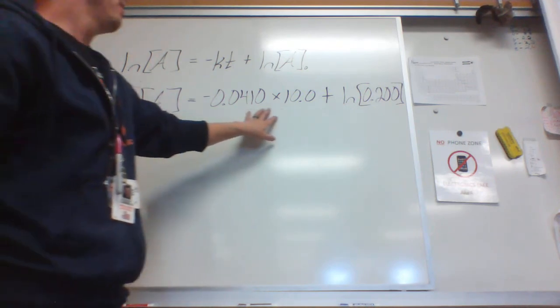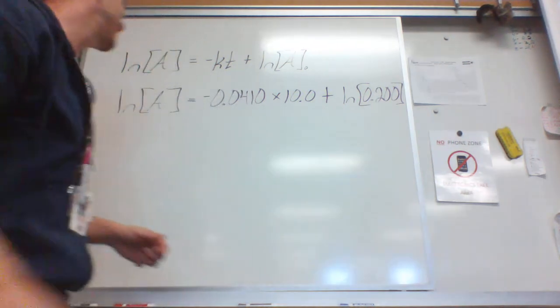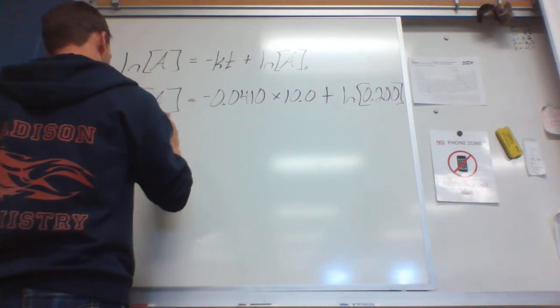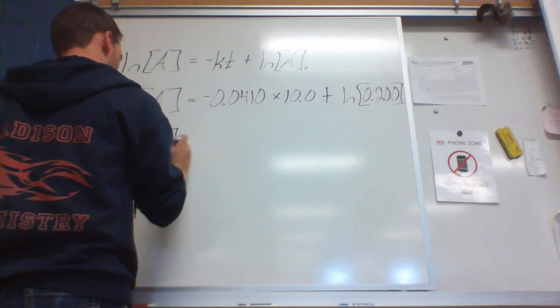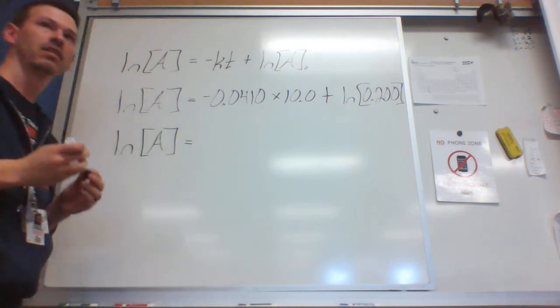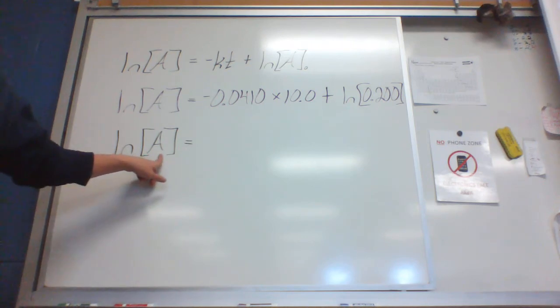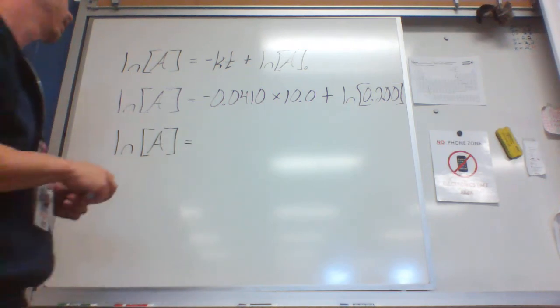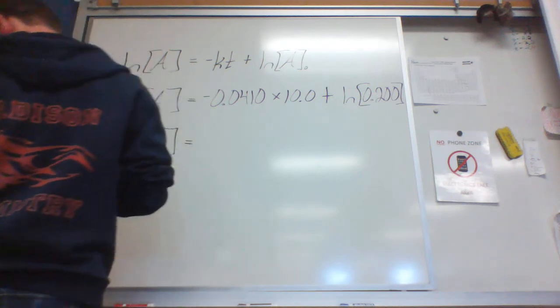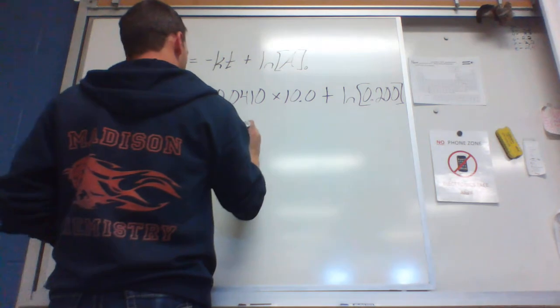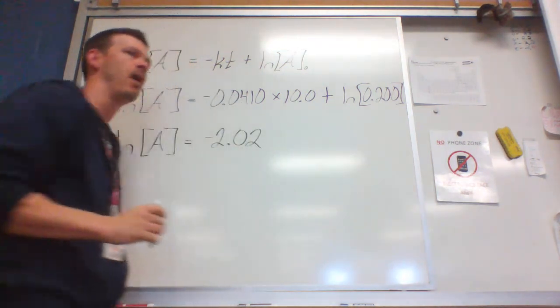You can run this into your calculator exactly as is. Wait, so you're saying we never get a negative? Oh, wait. Relax, you're not done yet. We don't want the natural log of A, we want A. I get negative 2.02, but we're not done.